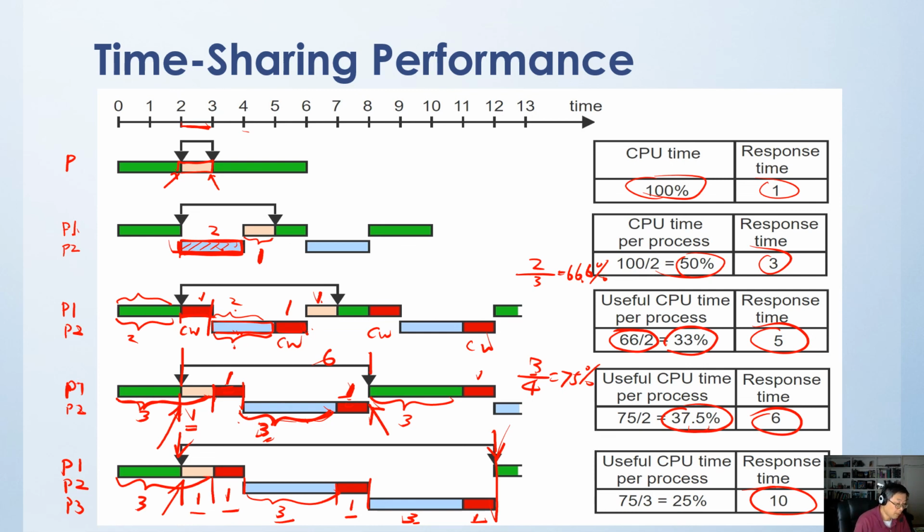Basically the useful CPU time is still 75%, but this time this 75% of useful CPU time is shared among 3 processes. So it's going to be divided by 3. That's only 25% of the time. So in this case, using time sharing, the more processes you include, the less CPU time each process is going to get. So the longer response time you will experience.